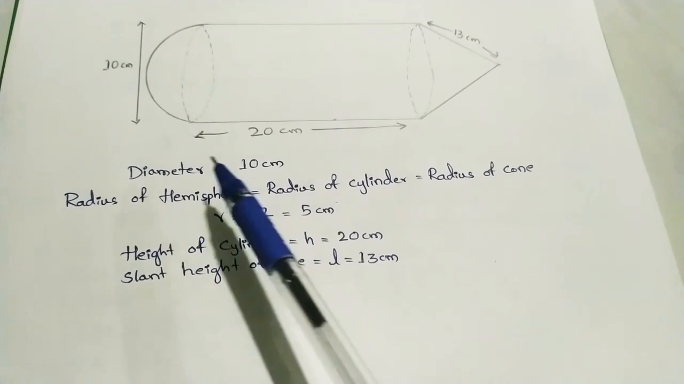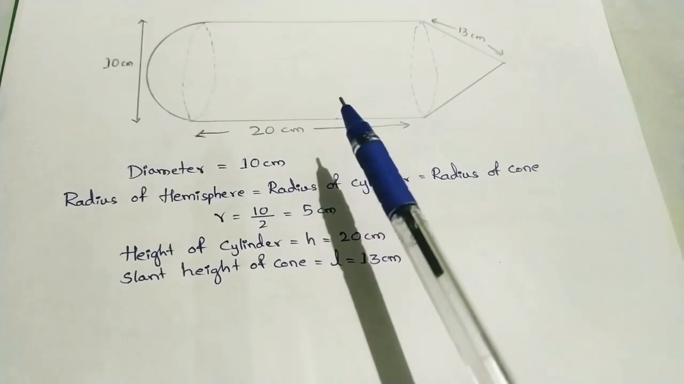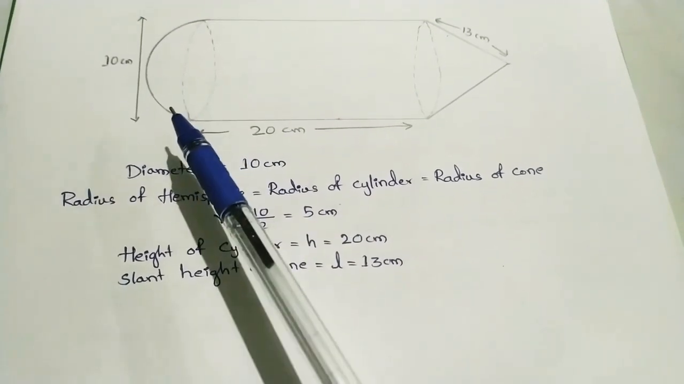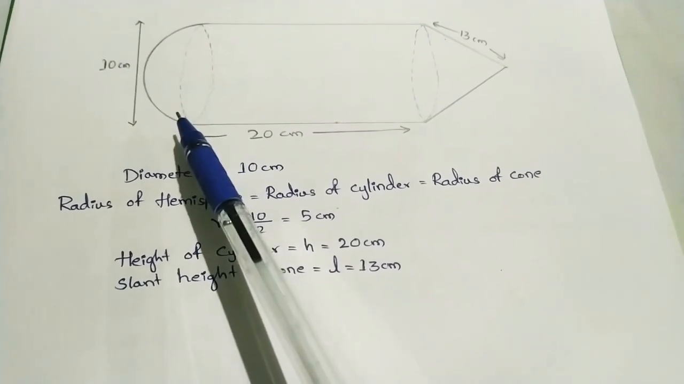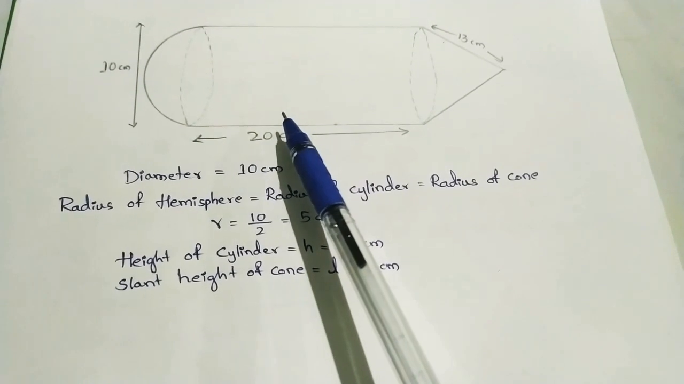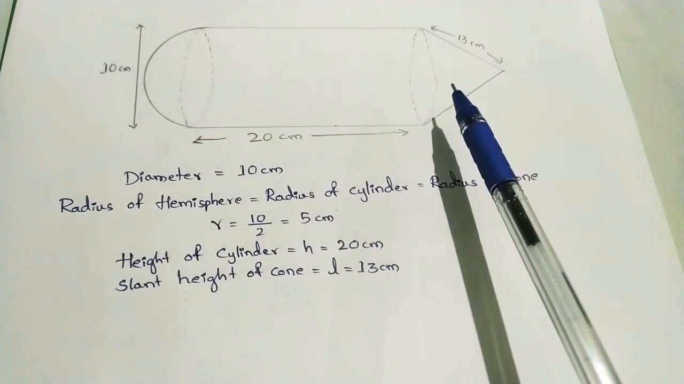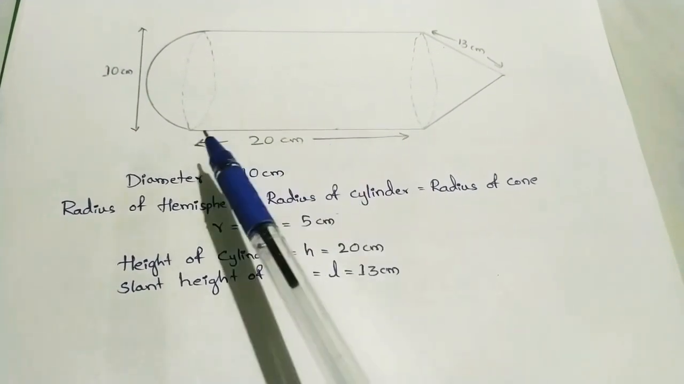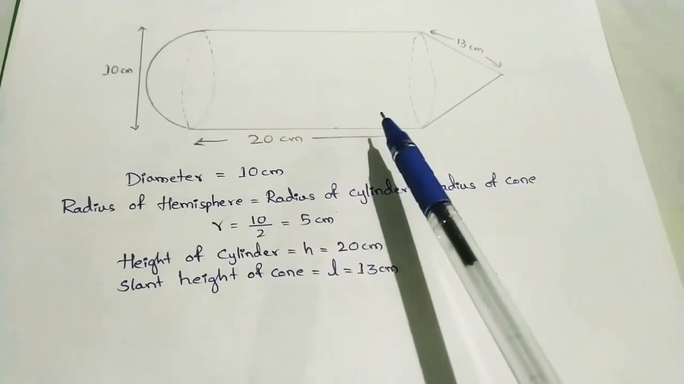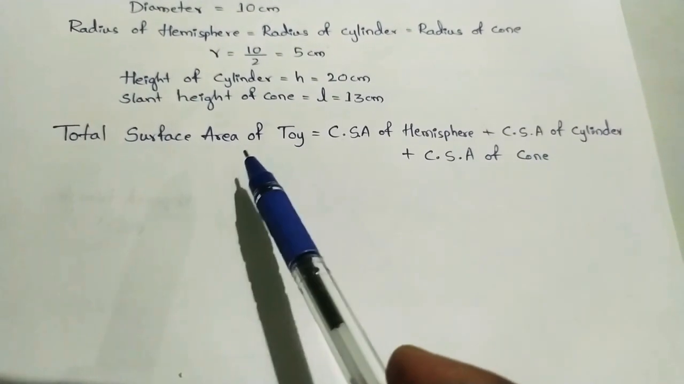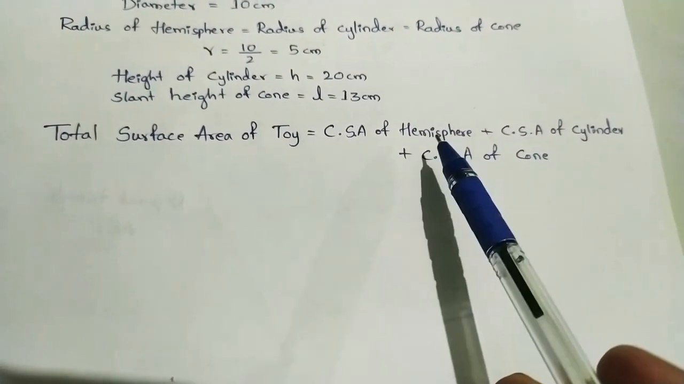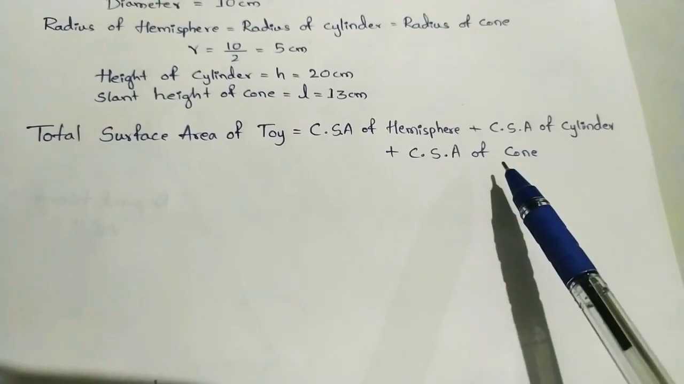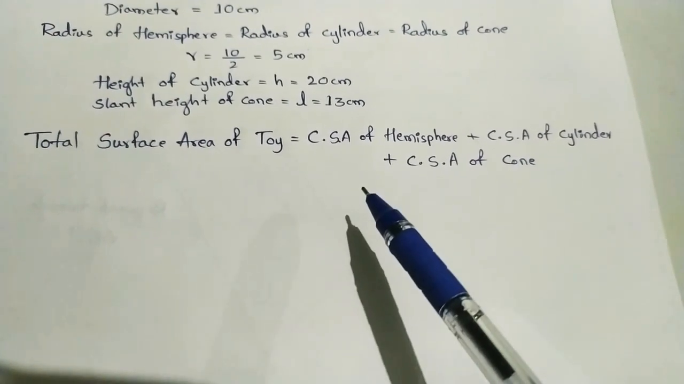Now we have to find the surface area of the toy. So if you want the surface area of the toy, then we have to take the curved surface area of the hemisphere, curved surface area of the cylinder, and curved surface area of the cone. If we add all three, we will get the total surface area of the toy. Total surface area of toy equals curved surface area of hemisphere plus curved surface area of cylinder plus curved surface area of cone.